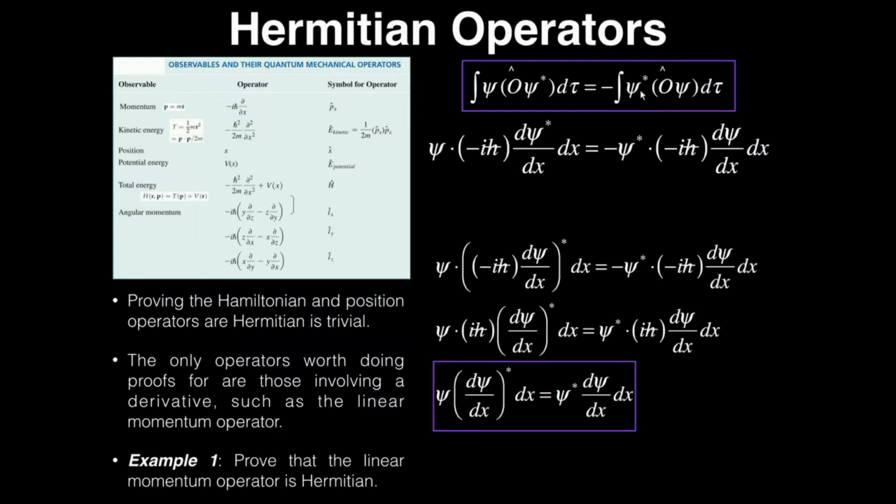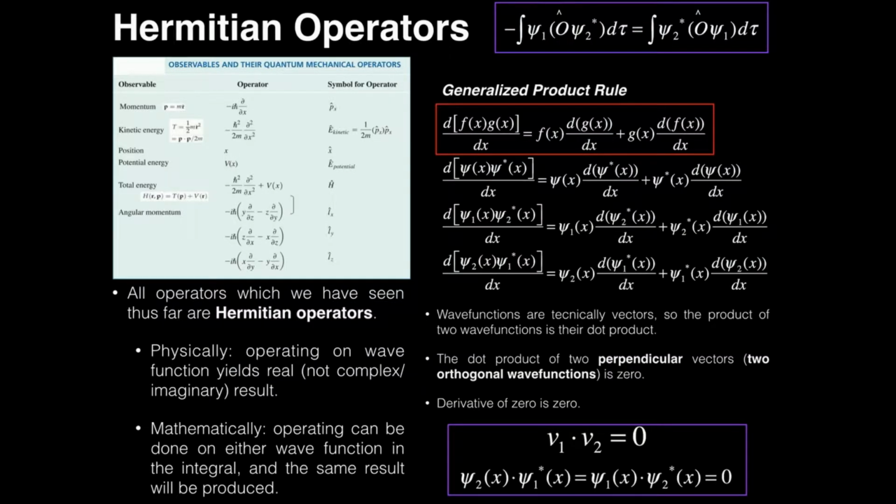Okay? Now, let's go back to one of the previous slides. What does it mean for an operator to be Hermitian? Well, we have this table right here. These are our typical quantum mechanical operators. All of these are Hermitian. We just didn't call them that yet because we didn't want to confuse things.